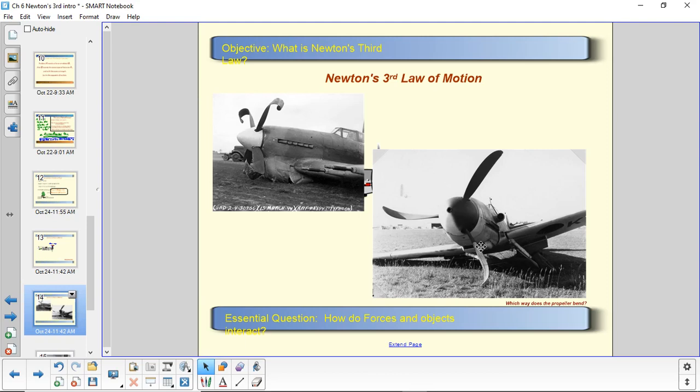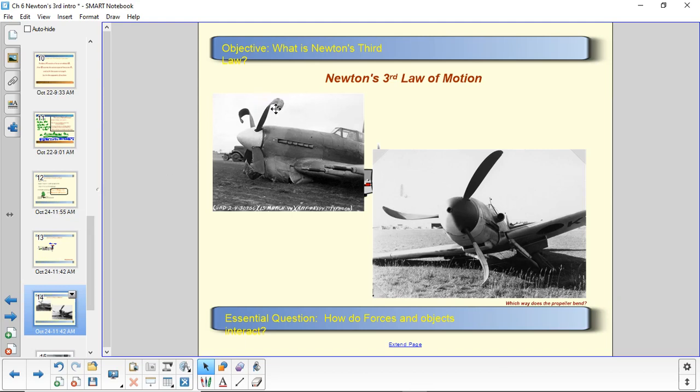So when the blade hit the ground, it tried to throw a chunk of dirt backwards toward the tail of the airplane. And since dirt is much denser than air, it had too much inertia and exerted a huge force on the blade, bending it forward.